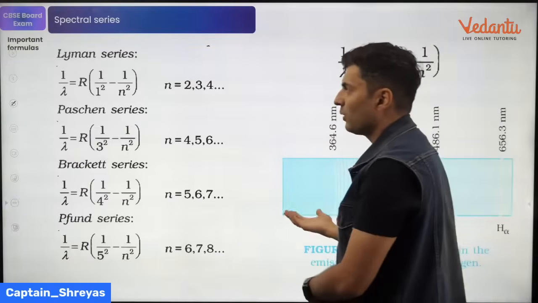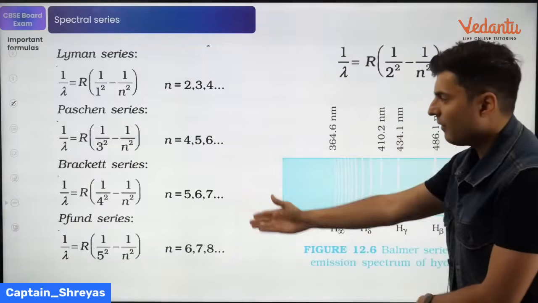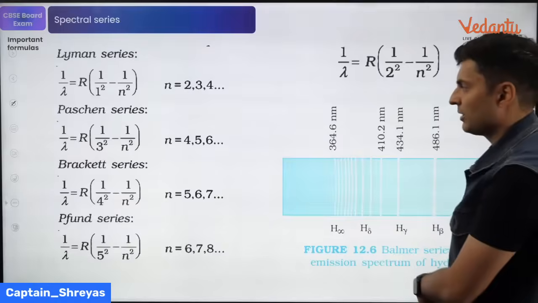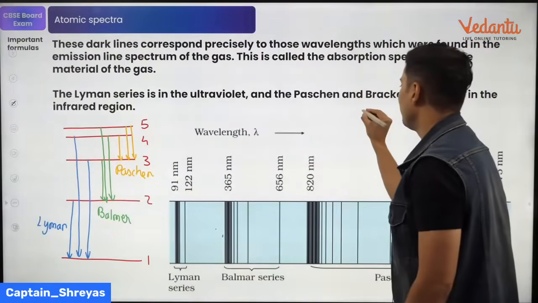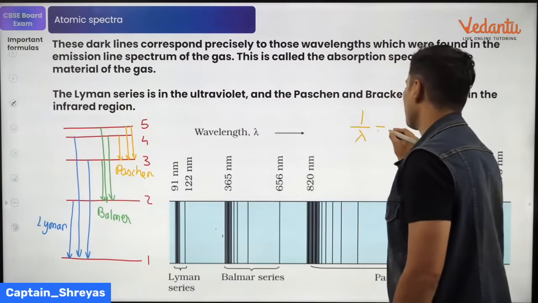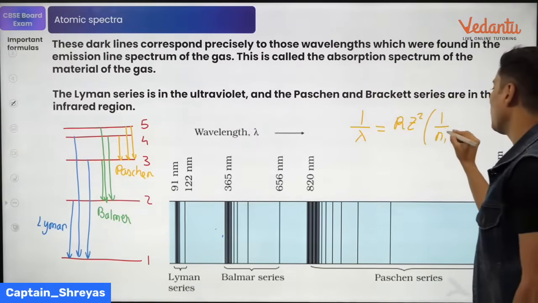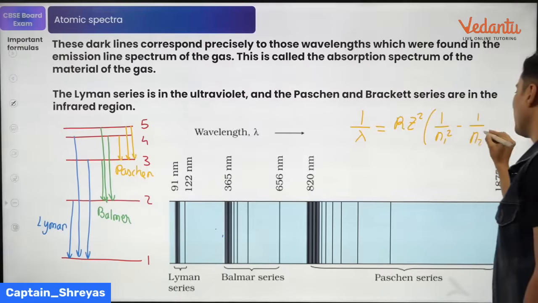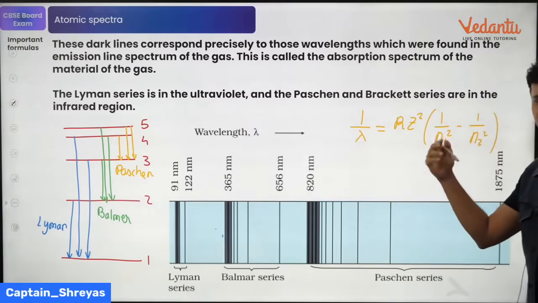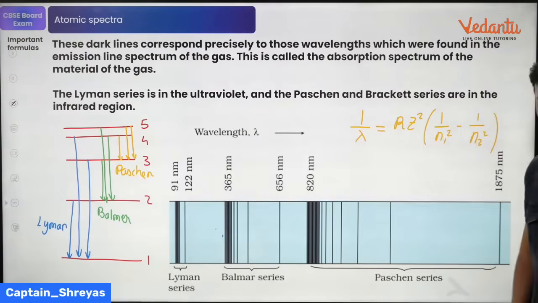So there is a formula for finding the wavelength also. Now I have put the formula, substituted it, and shown it to you. But in general, the wavelength formula is R Z squared (1 by n1 squared minus 1 by n2 squared). For hydrogen, Z is 1, so ignore. If it is helium, put it as 2.